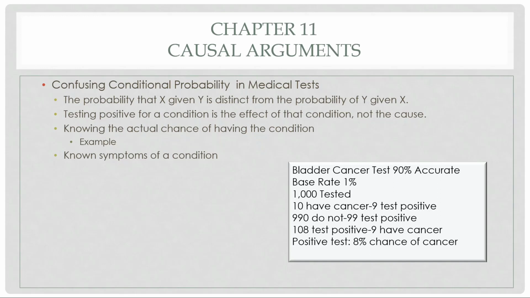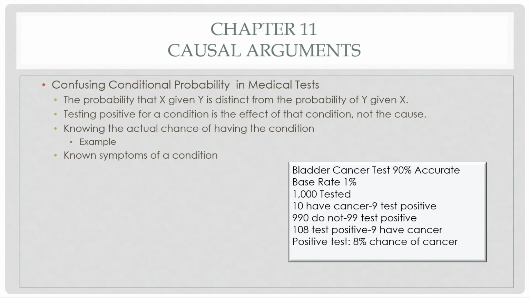But since the test will give back false positives 10% of the time, that means of the 990 people who don't have bladder cancer, 99 of them will test positive. So out of a population of 1,000 people tested, 108 people will test positive. But of these 108, only 9 of them will have cancer. So a person who tests positive does not have a 90% chance of having bladder cancer. Rather, they have an 8% chance of having bladder cancer, which of course, from the standpoint of not having cancer, is much better.